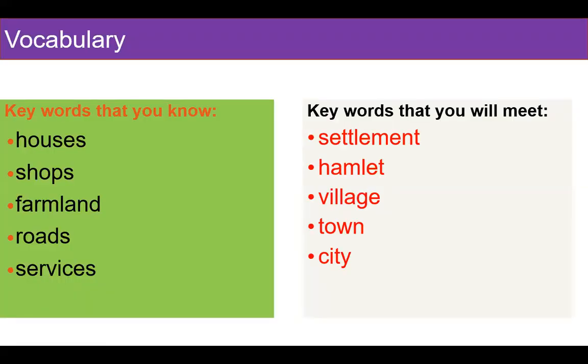Okay, so words that you should have come across before are houses, shops, farmland, roads and services, and new vocabulary that you might come across today includes settlement, hamlet, village, town and city.